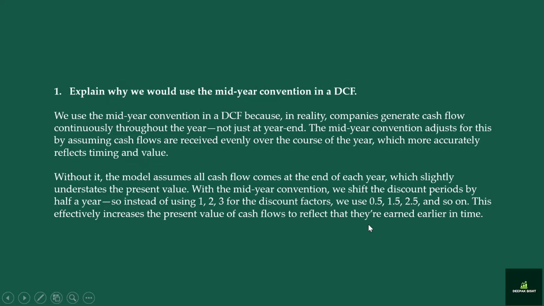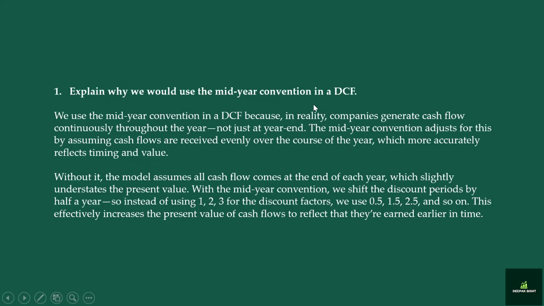So instead of discounting by periods 1 to 3, we discount by 0.5, 1.5, 2.5, and so on. This adjustment increases the present value of future cash flows because it recognizes that cash is being generated earlier. This impact is more pronounced for companies with larger near-term cash flows and diminishes as you move further out in the forecast period. Overall, applying the mid-year convention improves the precision of a DCF by better aligning the model assumptions with the economic reality of cash flow timing. I hope you have understood what the mid-year convention is about in a DCF.